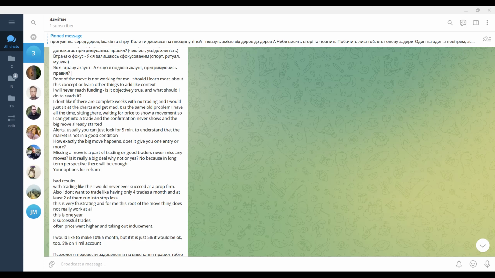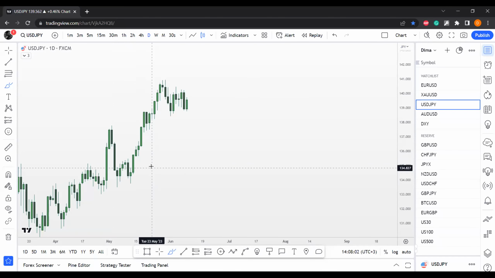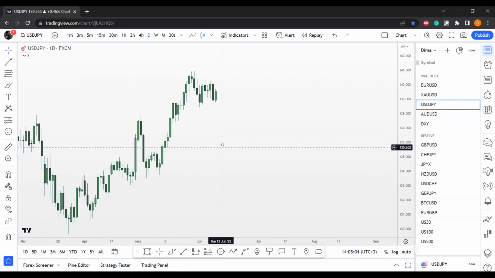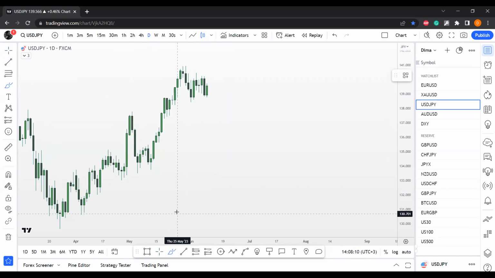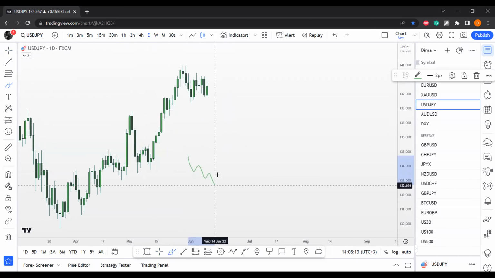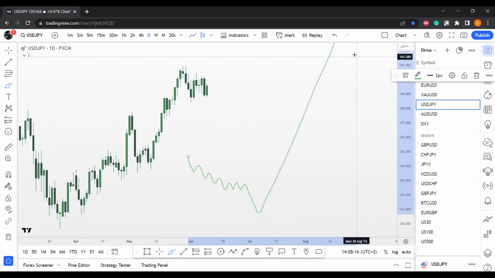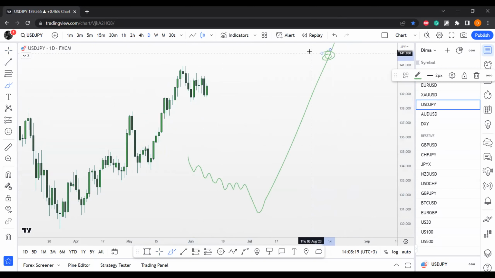Okay, and then this is for alerts, and not sitting in the chart. Then you say that confirmation never shows and the big move already started. This is a big problem that people face. But again, you do not need to accept this as a truth. When you backtest more, when you have more experience, what you will realize is that when the real move is happening, it will not do something like this, and that's all. No possibility to trade. It's just not working like this.